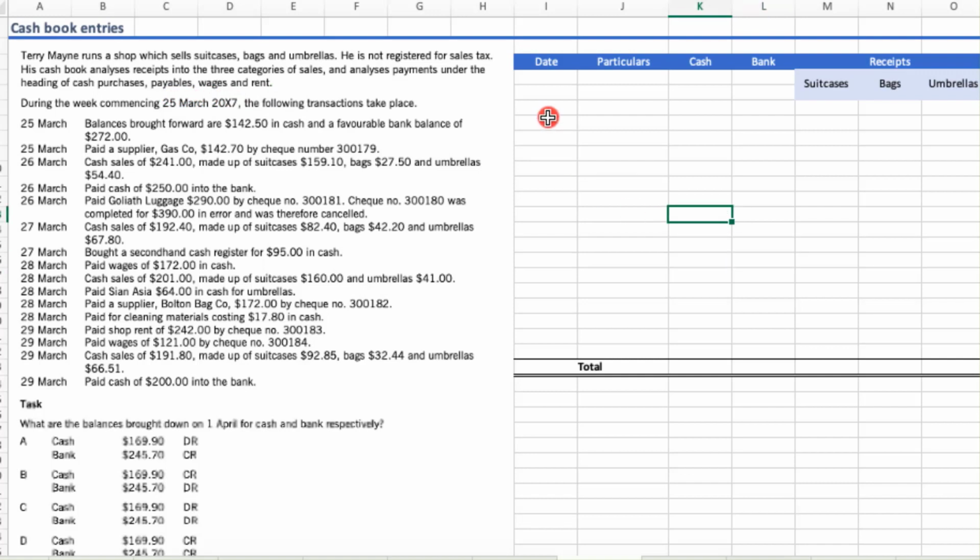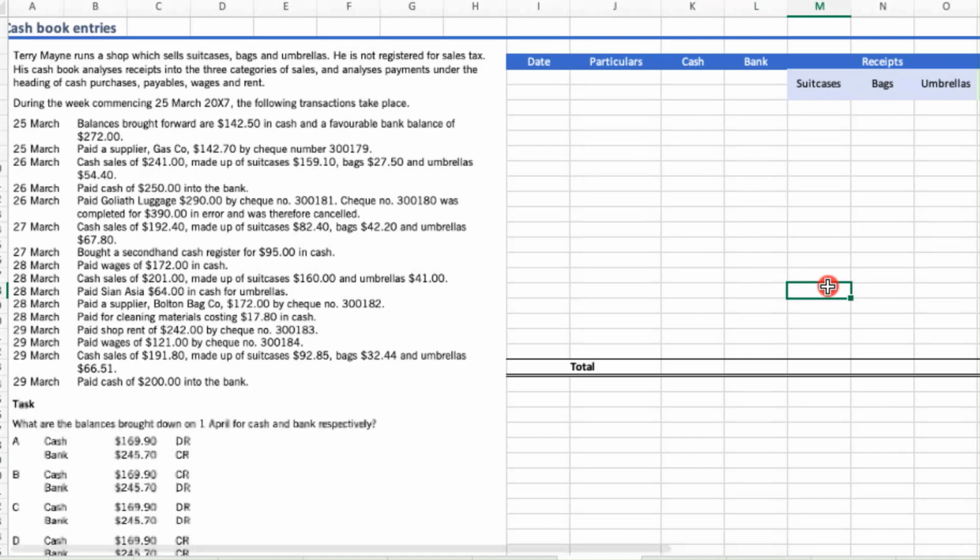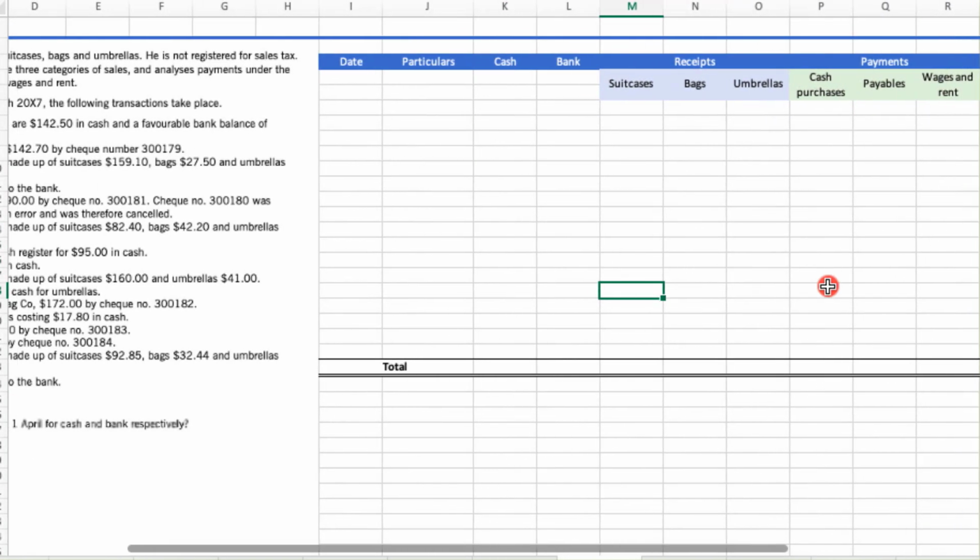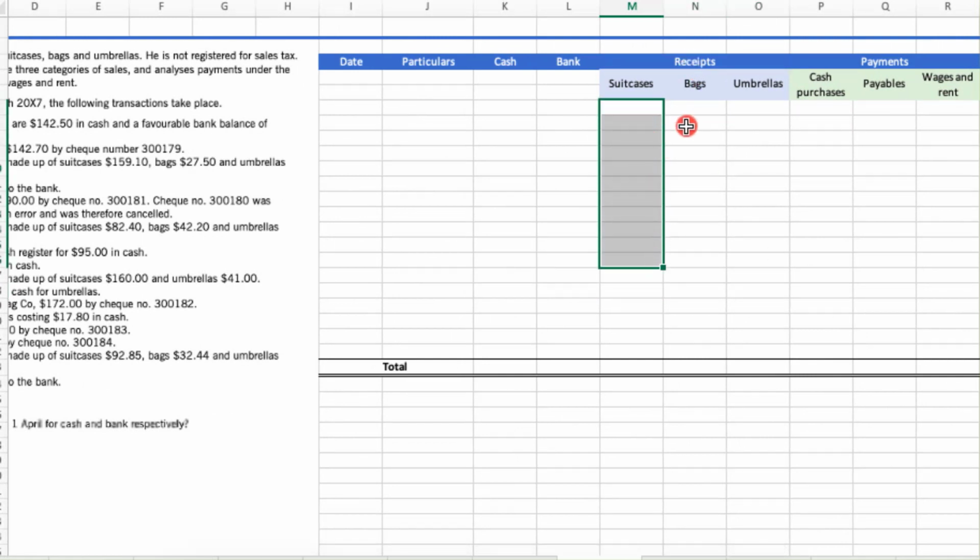Now here we can see a more detailed cash book. Here we write the date, then the particulars, what number it represents and the definition of that number, then whether the payment is through cash or through bank. Then here you can see further analysis as well. There are three types of receipts: from suitcases, from bags and from umbrellas. And there are three payment columns: cash purchases, payables, and wages and rent.